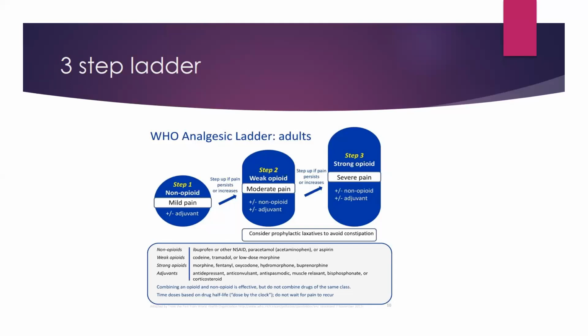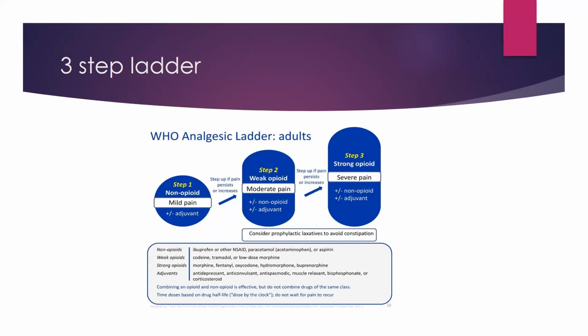So for step one, we have non-opioid or non-steroidal anti-inflammatory analgesics, which would be paracetamol and our NSAIDs, with or without an adjuvant. For step two, we have weak opioids, which in our setup are tramadol, codeine, and dihydrocodeine. Then step three gives us a strong opioid, where we have morphine, fentanyl, and methadone in our setup.